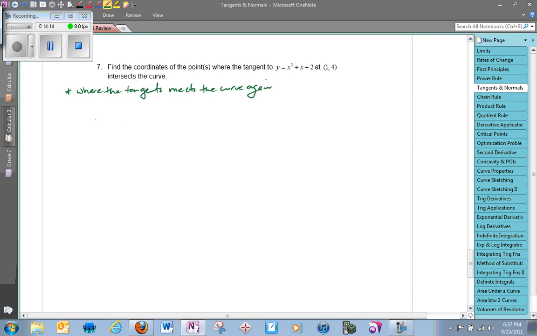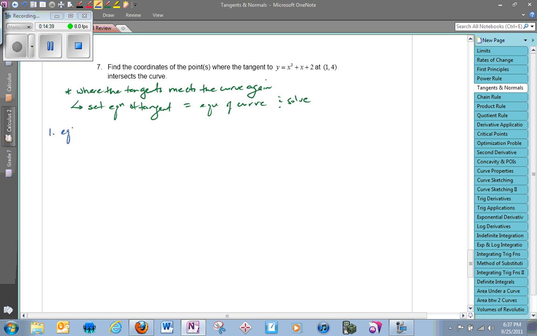And basically what I'm asking you to do mathematically is set the equation of the tangent equal to the equation of the curve, and then solve for x and then go and find y as need be. All right, so everybody should be able to find the equation of the tangent, no problem.